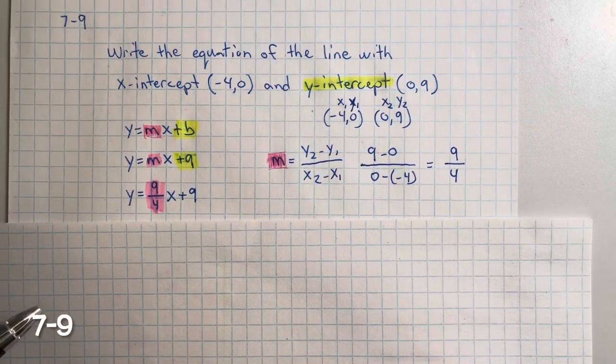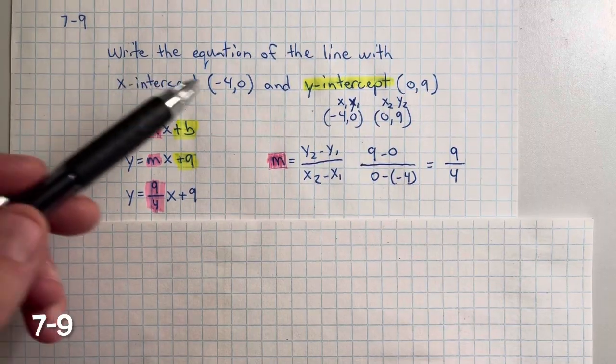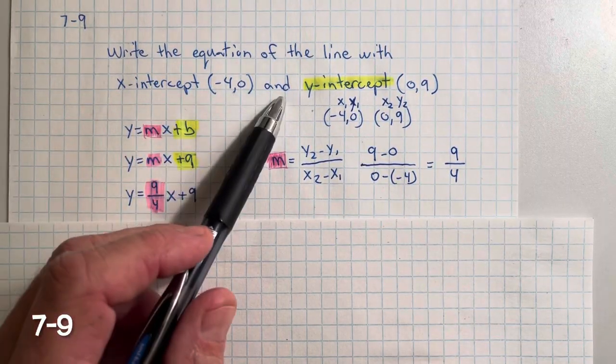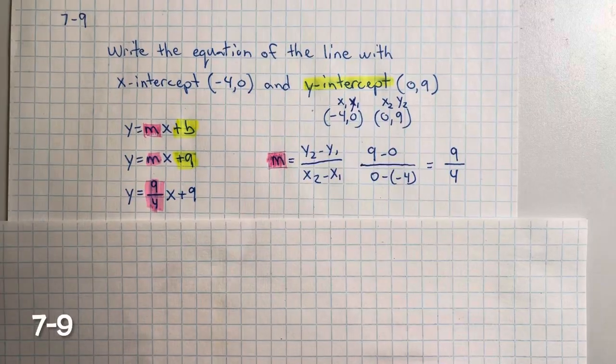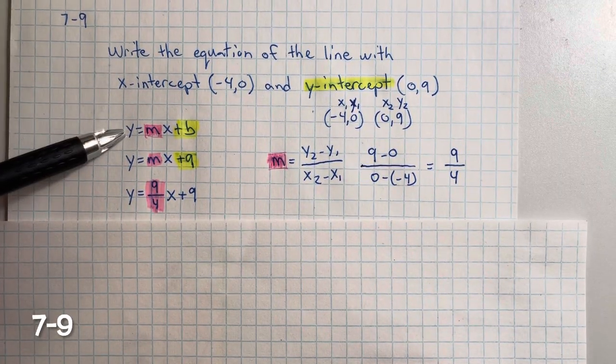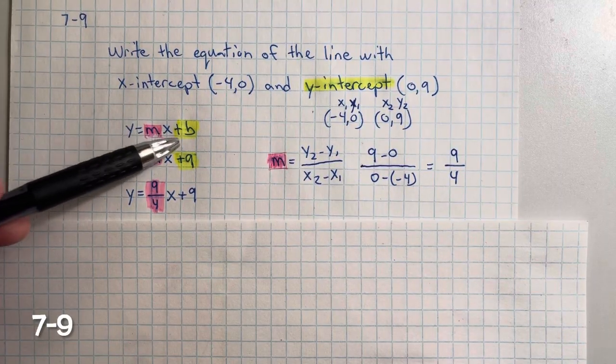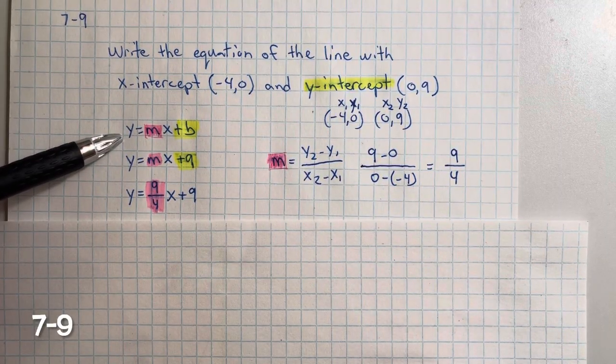For problem 7-9, we need to write the equation of the line with an x-intercept of (-4, 0) and a y-intercept of (0, 9). And we can do that. We know it's a line, so we use the equation y equals mx plus b, slope-intercept form.